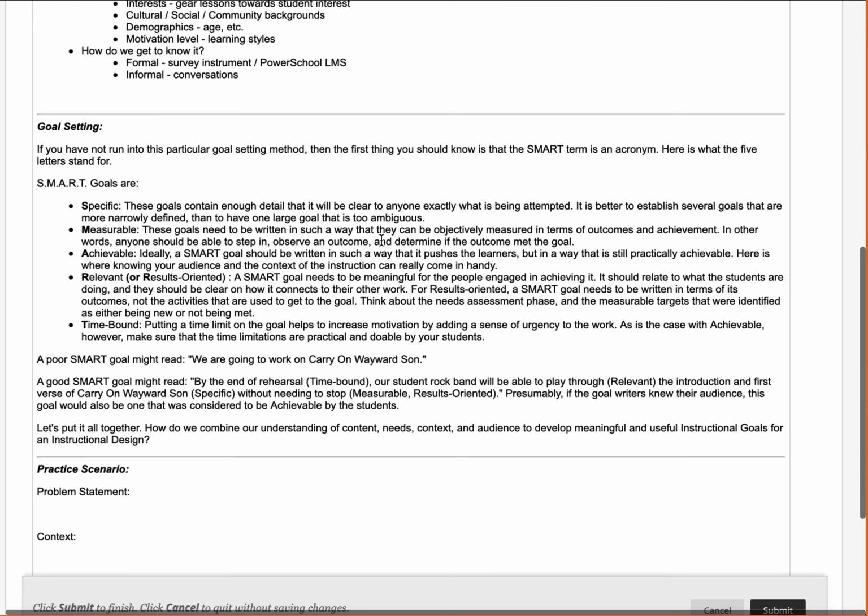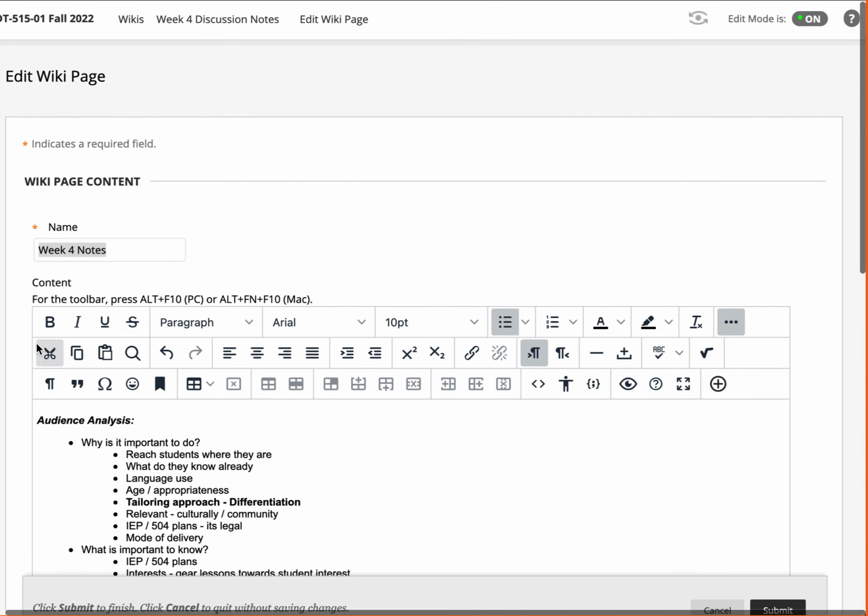All right. So any questions at this point about the SMART goal format? I have a question. Okay, I understand the SMART goal format. Okay, now is that going to go within the ID project? Yes. Go ahead.